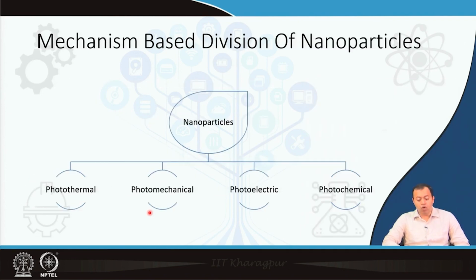So, what are the optical effects of nanoparticles? This is the mechanism based division of nanoparticles. It is photothermal: light falling on nanoparticle generating heat. Photomechanical: light falling on nanoparticle generating some kind of a mechanical change, pressure, etc. Photoelectric: light falling on nanoparticles generating electric current. And photochemical: light falling on nanoparticle triggering a biochemical reaction. Be absolutely aware of these 4 categories and what they actually mean.